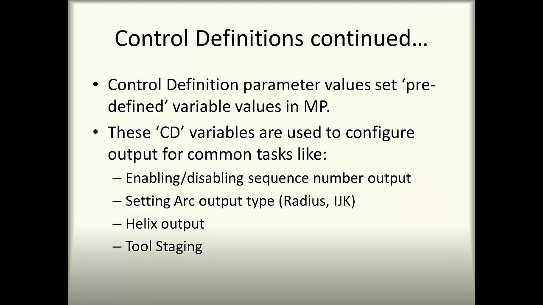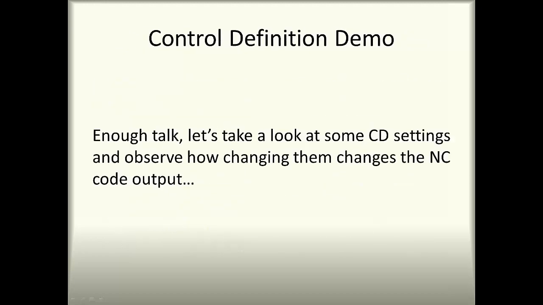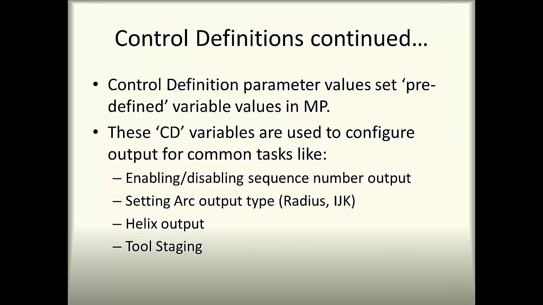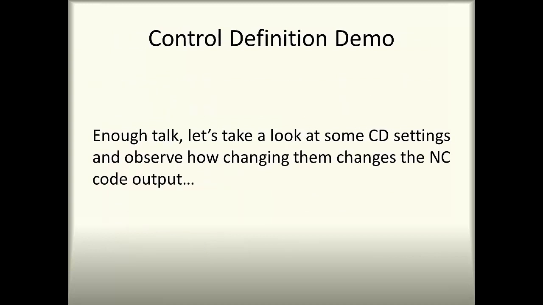Control definition parameter views set predefined variable values in MP. These control definition variables are used to configure output for, like, enabling or disabling sequence number output, setting arc output, so radius or IJK, tool staging, and many more settings. So enough talk. Let's take a look at some of the settings and how changing them changes the NC code output.